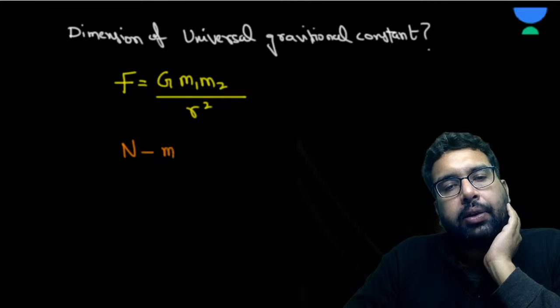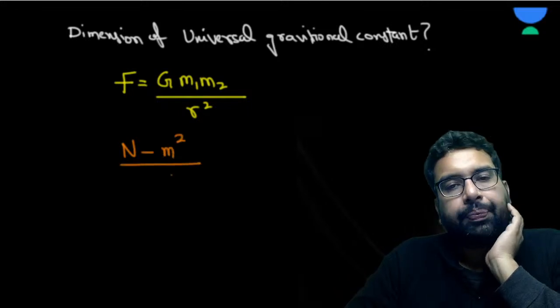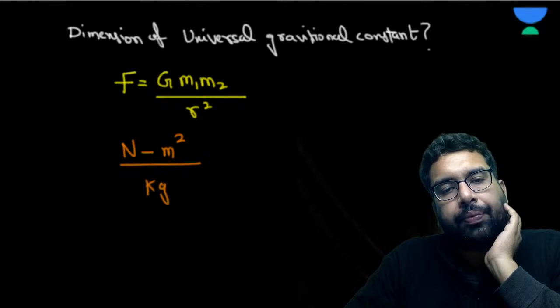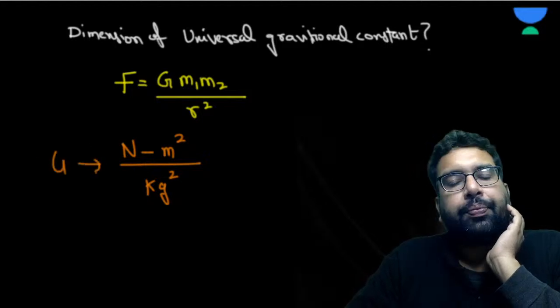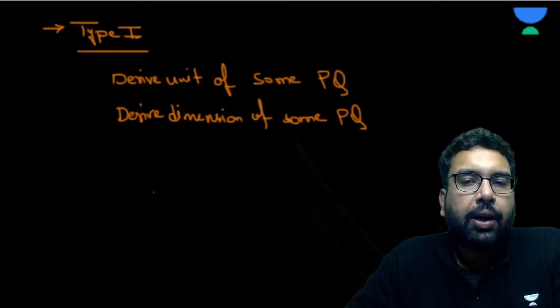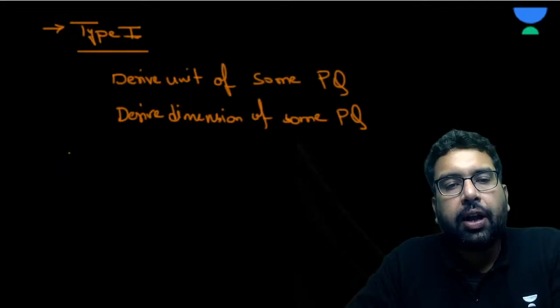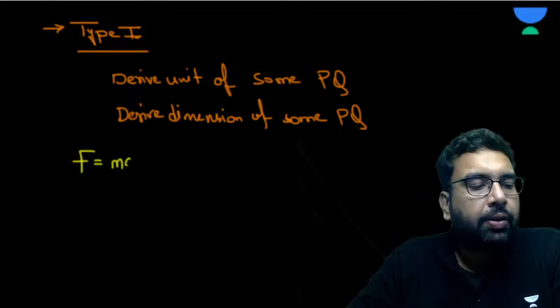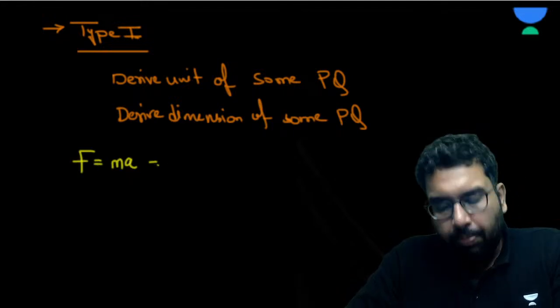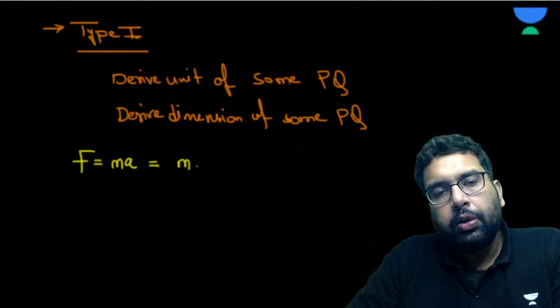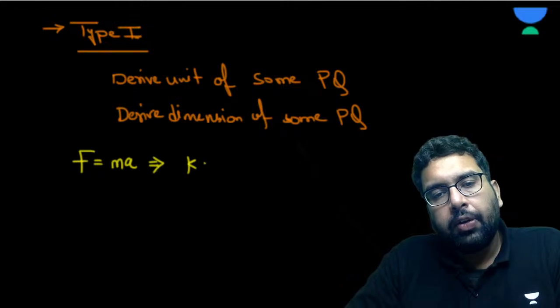R square is meter square, and m1 m2 is kg square, right? So Newton itself is a derived unit. So this is the unit of G: Newton meter square per kg square, and Newton itself is a derived unit. For example, force is equal to mass into acceleration. The unit of mass is kg, and the unit of acceleration is meter per second square.